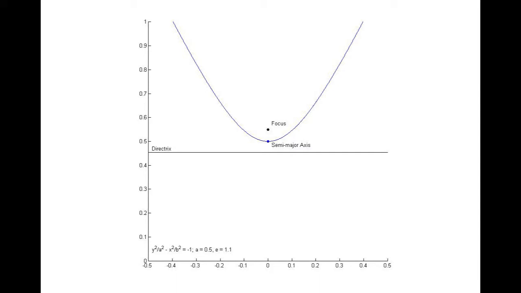So we also have the semi-major axis marked there, which is the point of closest approach to the origin in this particular case. In other words, it's the closest that the curve gets to the center. And obviously, in this particular case, we're ignoring the negative half of this plot, but had I plotted it, there would be a mirror image below the x-axis.